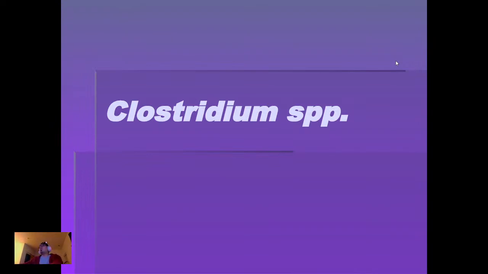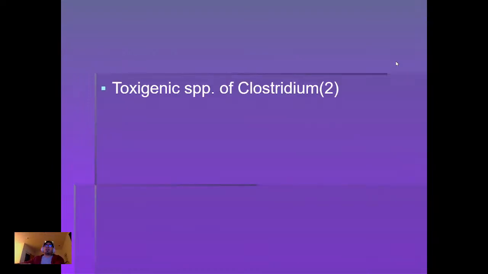Anyways, let's move on to the next slide, which is Clostridium. Bacillus, Clostridium species. We have two toxigenic species, Clostridium tetani and Clostridium botulinum.